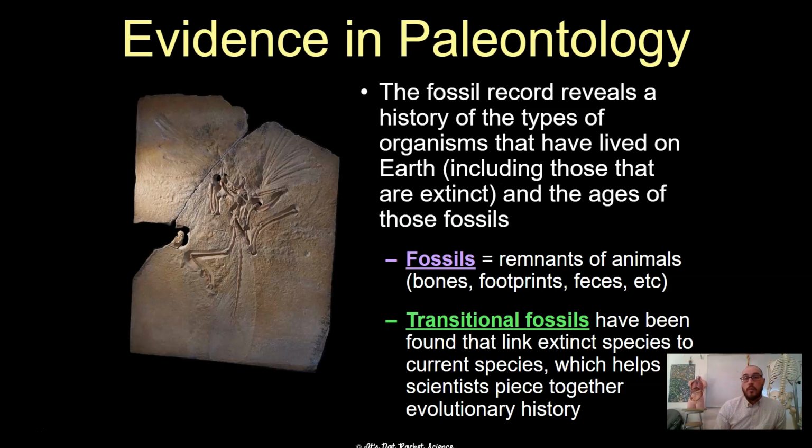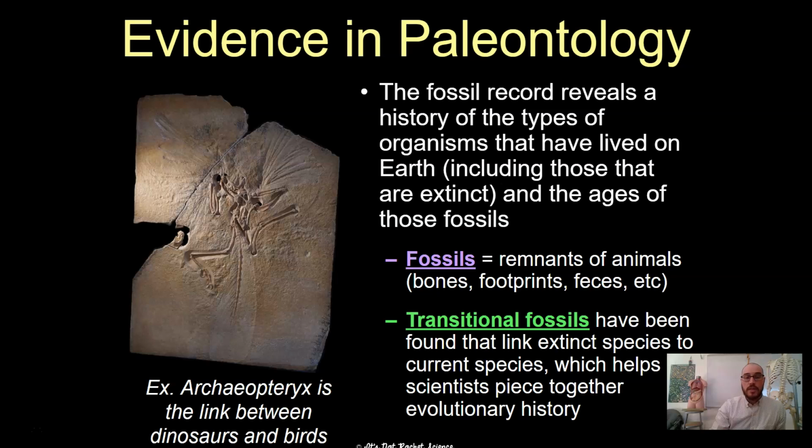And so we have evidence, because of transitional fossils, that link extinct species to current species, and that helps us understand these evolutionary lineages. So the picture I have on here is a picture of an Archaeopteryx, and an Archaeopteryx was basically a transitional species as theropod dinosaurs, so dinosaurs that walked on 2 legs, were transitioning into becoming birds, all right, towards the end of the Cretaceous period.